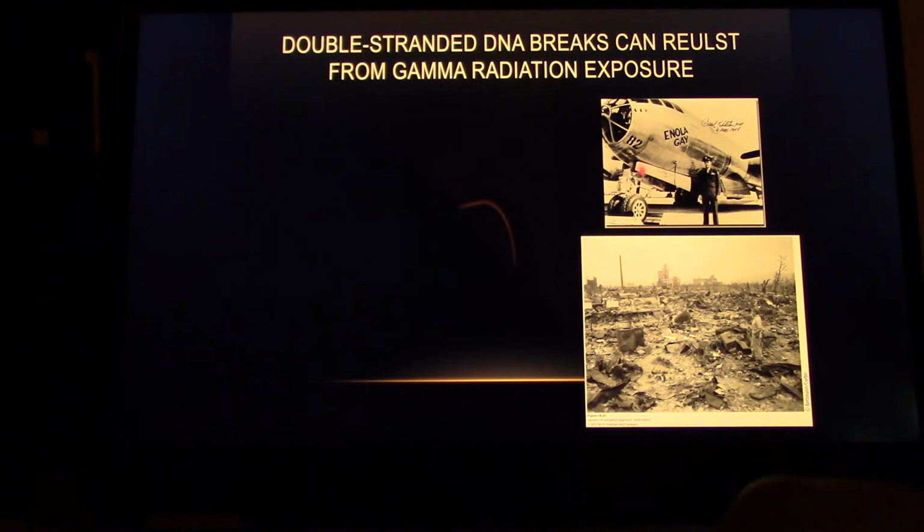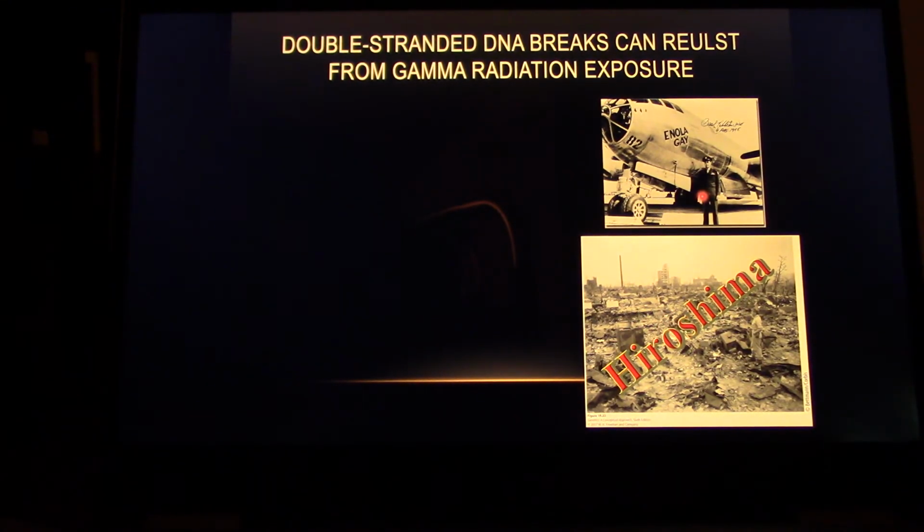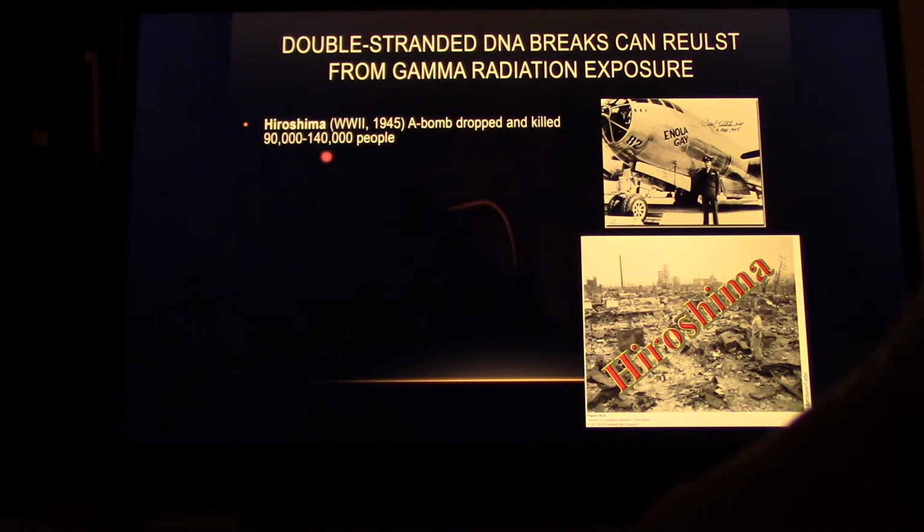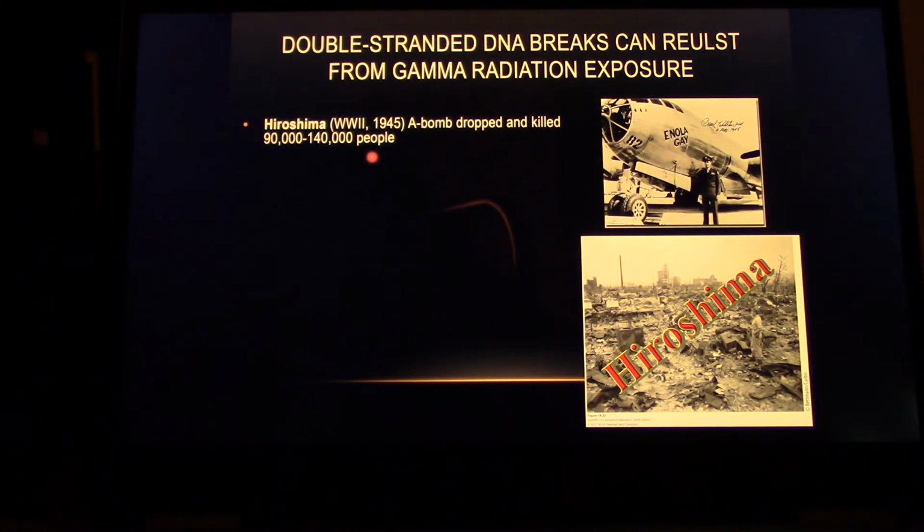So over here is a plane and a man standing in front of it, and the name on the plane is the Enola Gay. If you know your history, you'll recognize the name of that plane. It was the plane that dropped the atomic bomb on Hiroshima and killed thousands of people in an instant, and was part of what brought World War II to an end. This happened in 1945. The A-bomb dropped and killed 90 to 140,000 people. It's hard to know because it was hard to find pieces of people.